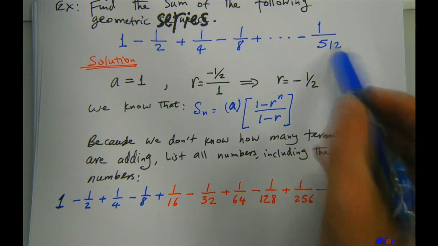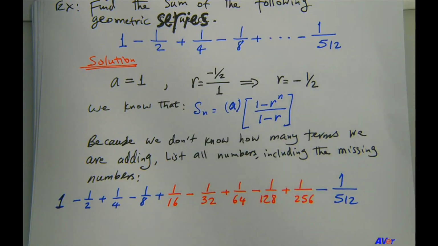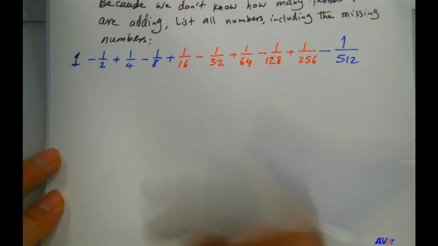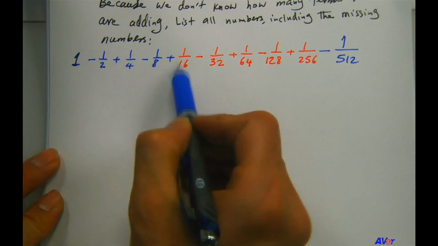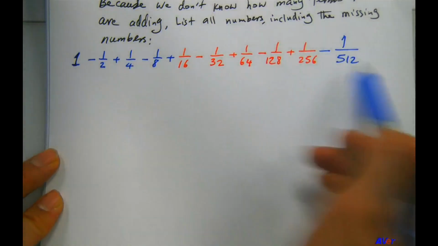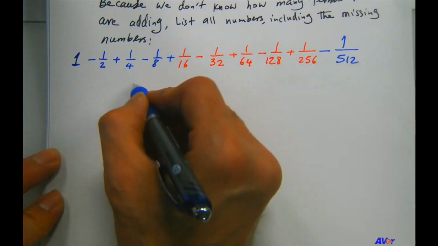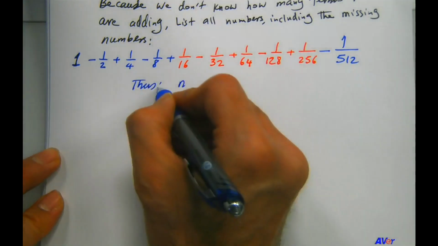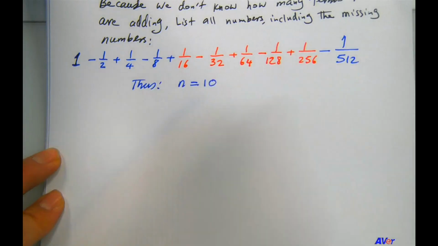And 2 to some power would give us the 512. Okay, so now we know that. How many numbers are we adding? Let's count. It should be 10. So 1, 2, 3, 4, 5, 6, 7, 8, 9, 10. Thus, n is equal to 10.